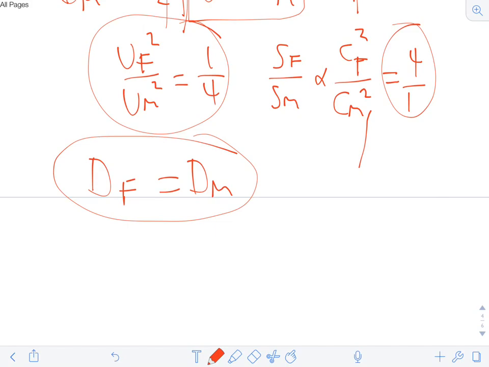In reality, it's unlikely you're going to get that, particularly with a small model. The smaller the model is, the faster the flow velocity has to be relative to full scale. If you have a quarter scale model, it's got to be four times the flow velocity, and you may be dealing with compressibility effects. So in reality, you may not be able to match the Reynolds number.